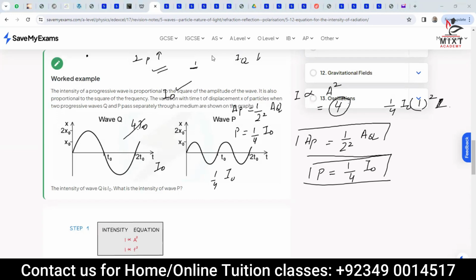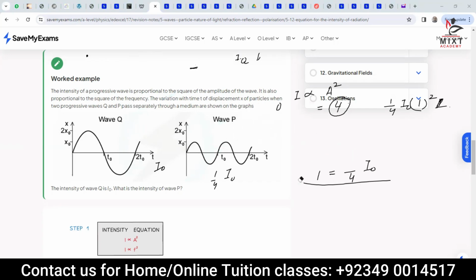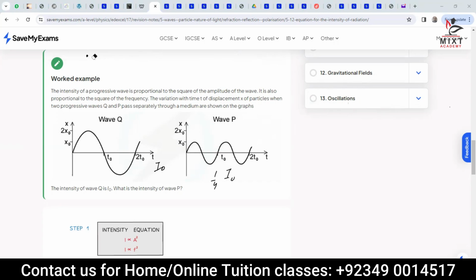I want you to copy this and go through this question once the class is over. I hope you will understand that. It's not a proper question. It's just to make you understand that intensity is directly proportional to the amplitude square. So two waves are given, and you can simply judge which wave has a greater intensity.